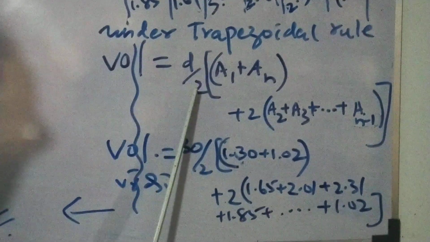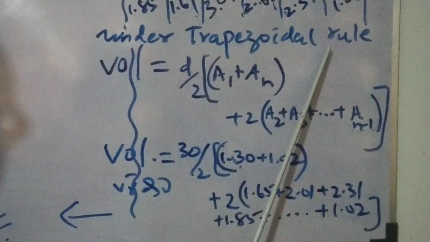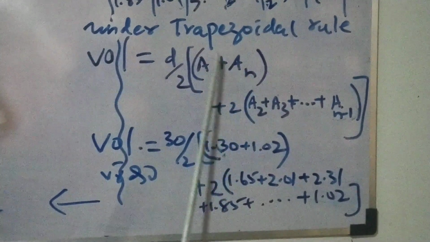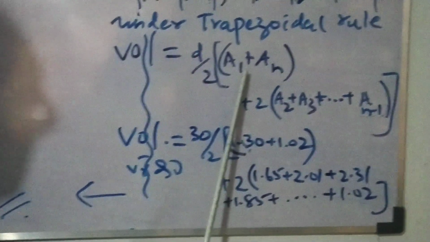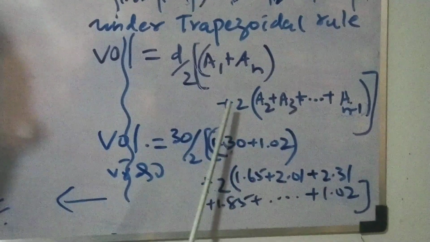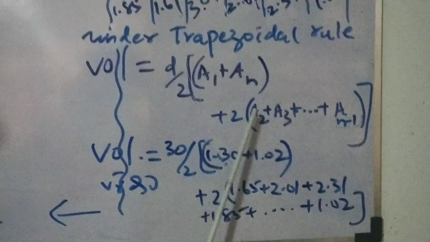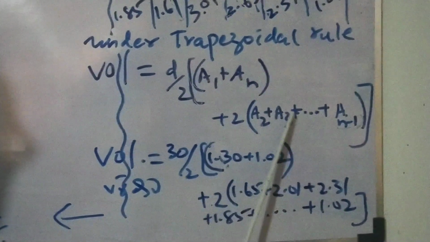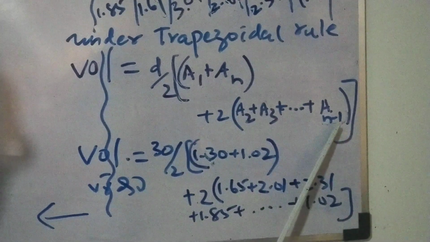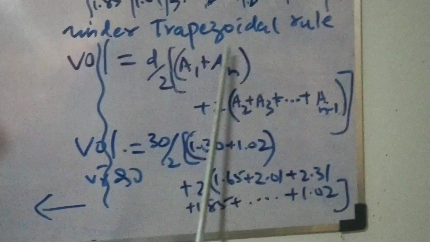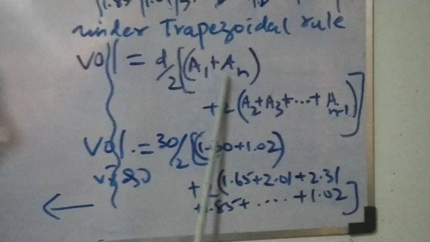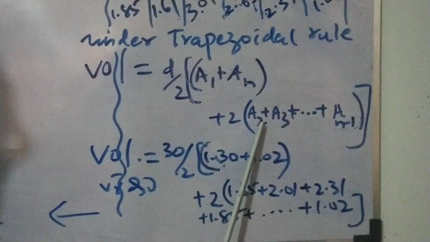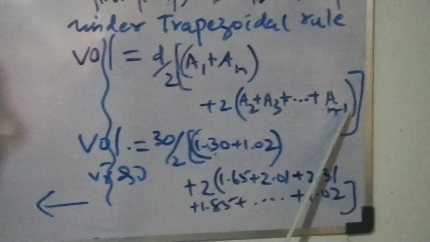Volume equals, under method 1, the trapezoidal rule, D by 2 into A1 plus AN within brackets, plus 2 into A2, A3, A4, A5, A6 like that, up to AN minus 1. A1 is the first area and AN is the last area, so A1 and AN are already in the first bracket, and the rest, A2 to AN minus 1, go in the second. Okay?